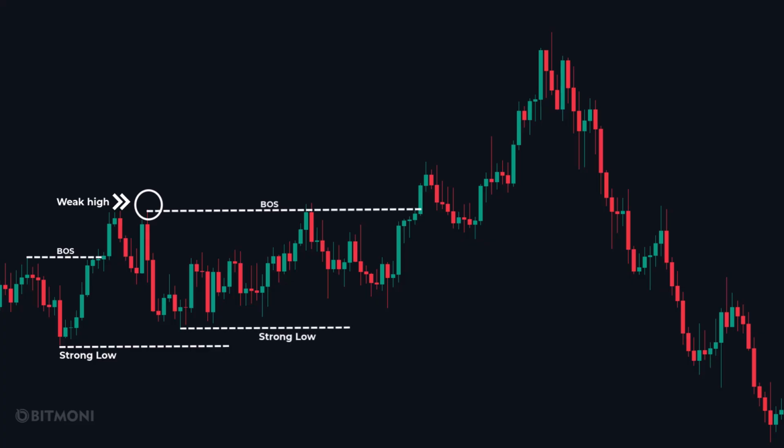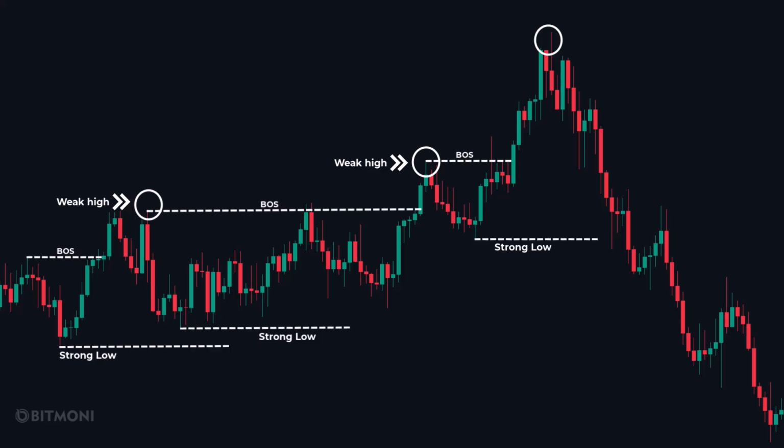The pattern still repeated. Another pullback occurred without breaking below the recent strong low, forming yet another weak high. Then price climbed again, broke above that high, and established another strong low. Eventually, the price pushed higher one final time, forming a new strong high at the top of the trend. After reaching this peak, bullish momentum faded, and the market began to reverse.